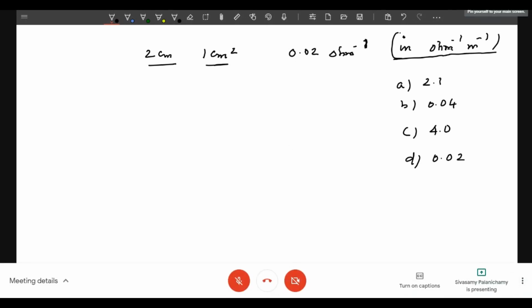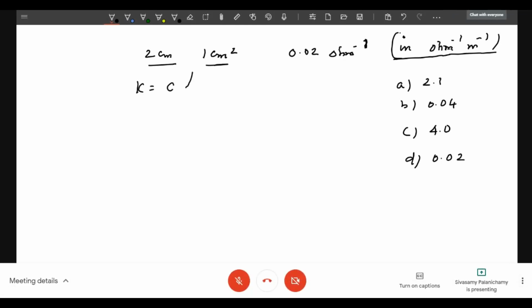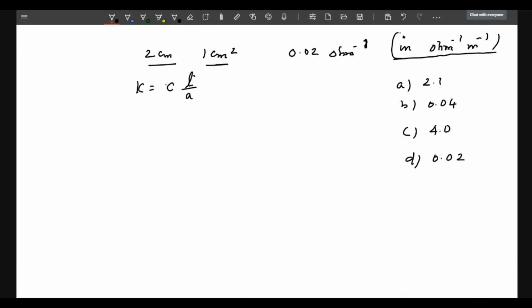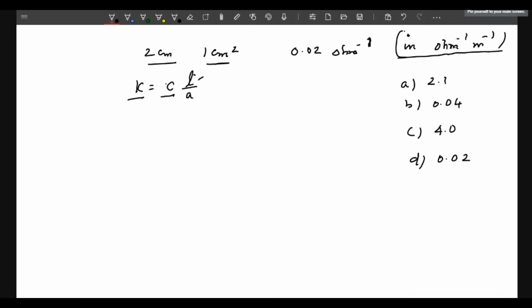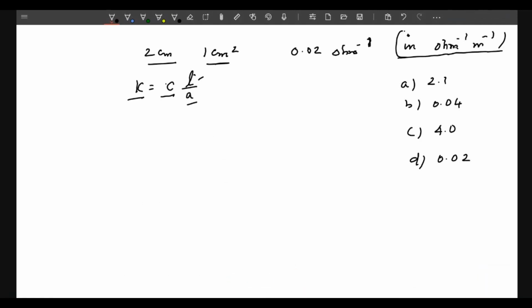For which we will first calculate kappa. Kappa is equal to C into L by A. It can be easily calculated because there are 4 quantities: the specific conductance, the conductance of the solution, the distance between the two electrodes, and the area. Anything may be asked, giving the other parameters. Here, the distance between them is given as 2 centimeter, the conductance is 0.02 and the area is equal to 1.